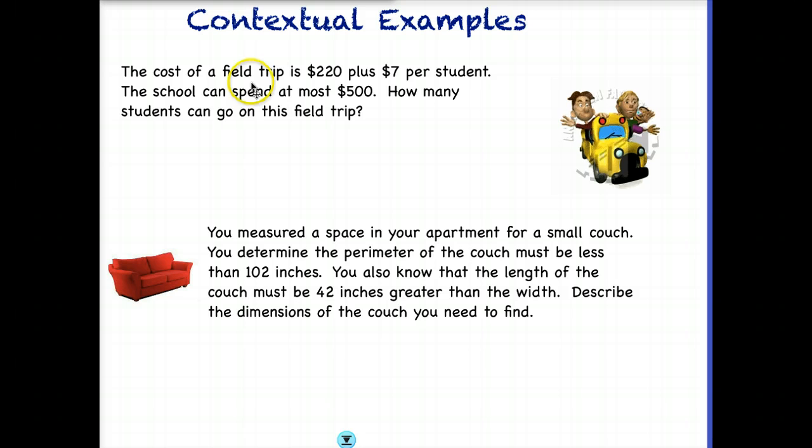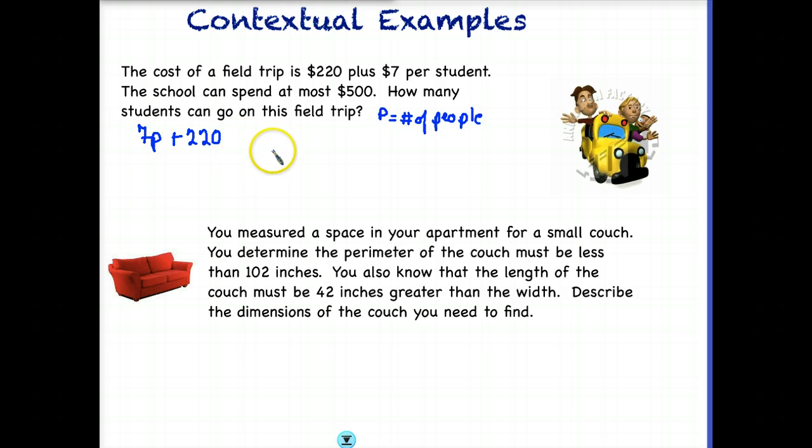In this first one, the cost of a field trip is $220 plus $7 a student. Right now you're thinking to yourself, I know how to graph that because that's a linear equation. So let's go ahead and make an equation out of what we just saw. So the cost of the field trip is going to be $7 per person. So we'll say that's 7p, and we'll identify p as our variable, and we'll represent that as the number of people going on the field trip. So we have 7p plus 220. $220 is a one-time fee, and then we pay $7 per person.